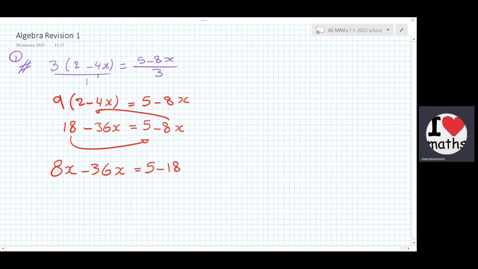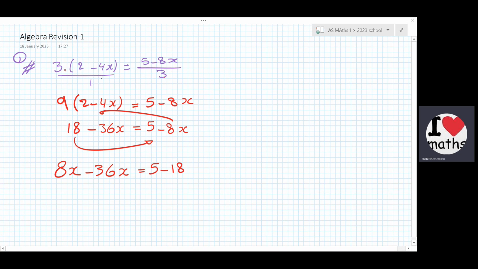Are we on the same page, guys? Okay? Tell me. I just took the 3. I did a cross multiplication because they are two equal fractions. Once you have two equal fractions, you can go for the cross multiplication. Okay? So I took the 3 into the bracket. It becomes 9 into the 2 minus 4x. And then this is equal to 5 minus 8x. Okay, what is my next step?